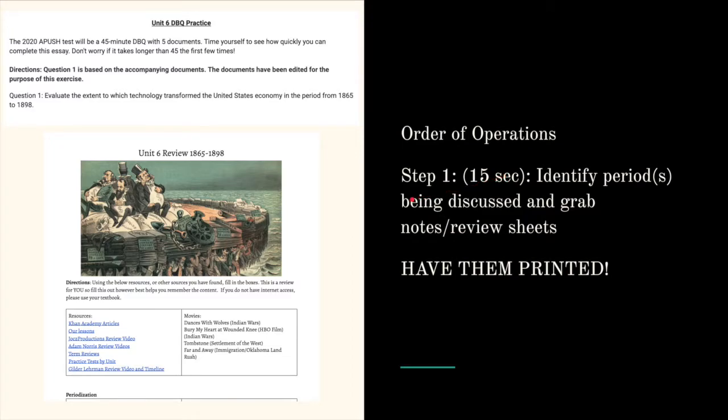So step 1. You need to identify periods being discussed and grab those notes or review sheets, okay? Have them printed because you don't want to be fumbling through tabs. We don't know if this is a secure browser test, if you'll be able to use another device. I don't know, okay? So have them printed. That would be much, much easier. This should take 15 seconds, okay? So you take a look at the prompt, you go, ooh, I see that's unit 6, so I would probably grab 5, 6, and 7 just to be safe, and have those in front of you, 15 seconds. That is your first step.